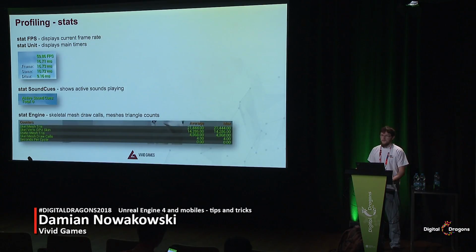The stat sound cues is pretty nifty because it shows the number of active sounds that are playing. And there are also limitations. For iOS, there are 16 sounds, and for Android, there are 12 sounds that can play at the same time, from what I know. And there's also the stat engine, which we talked about before, and except for the number of skeletal mesh draw calls, it can also display the number of triangles in the scene.